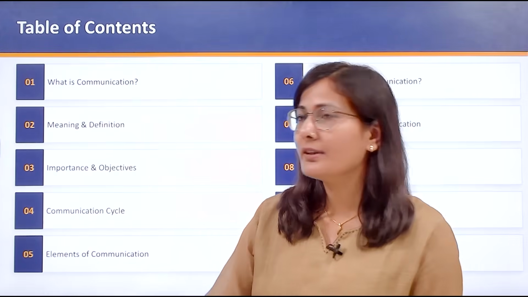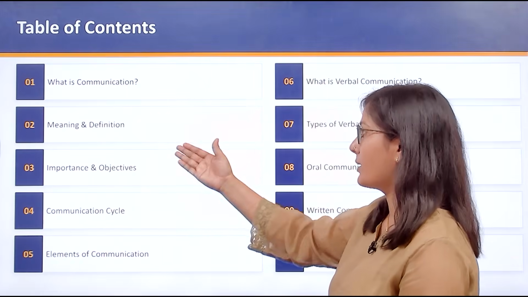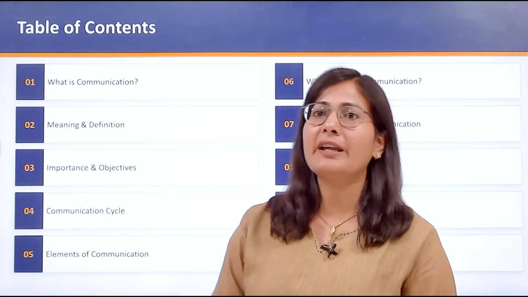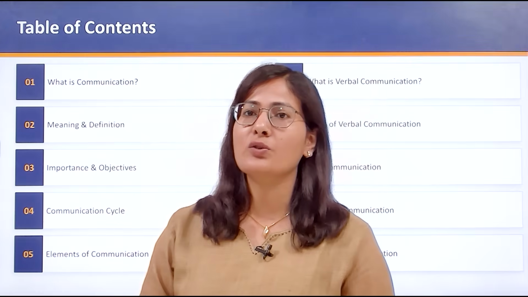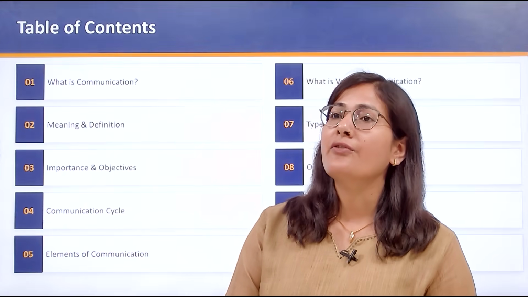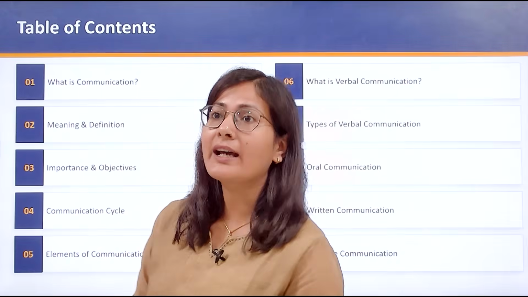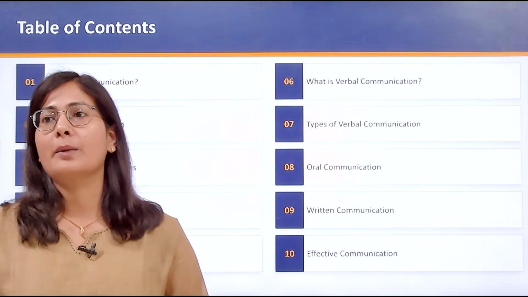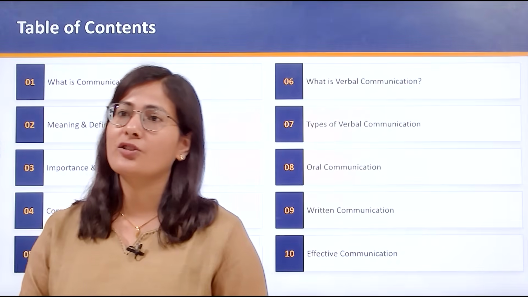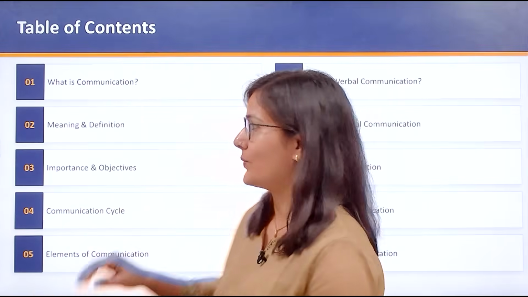So for example, this is the table of contents. Here you can see what is communication. I'm talking about the definition and meaning, importance, and of course the objectives of communication, the communication cycle, and the different elements of communication, and what is verbal communication, and what are the subtypes of verbal communication, for example, oral communication, written communication, and how we can make communication effective, right?